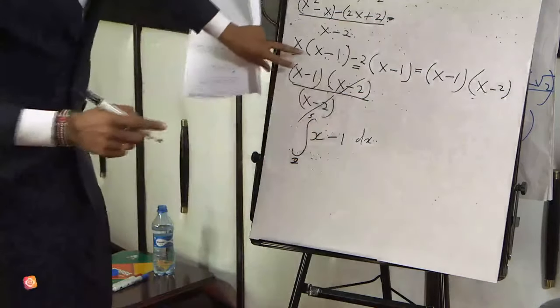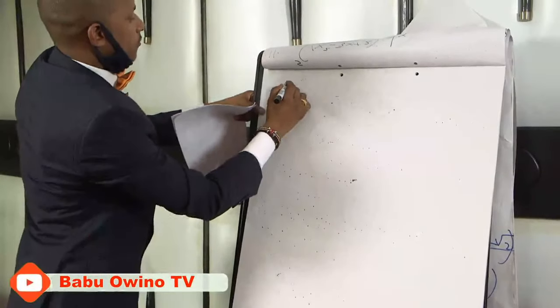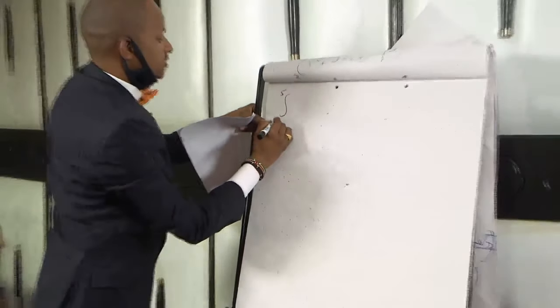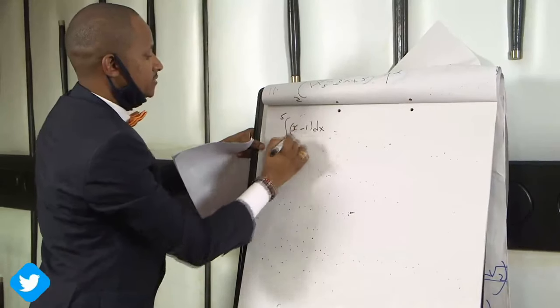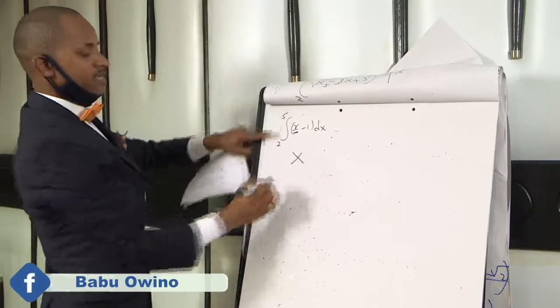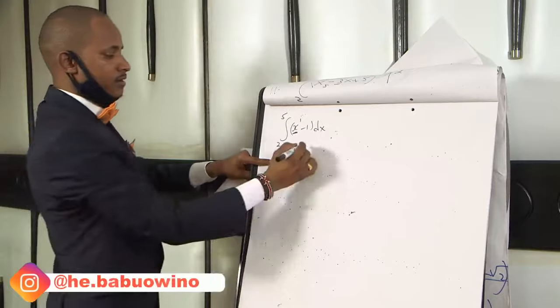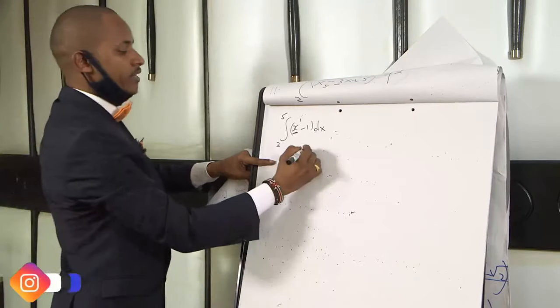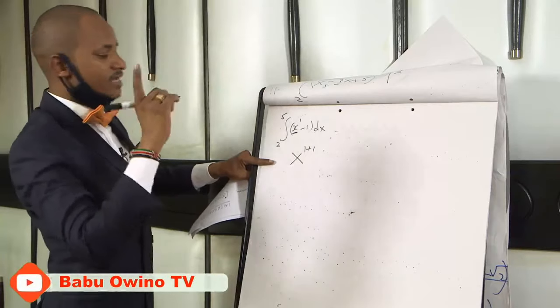So I want to start on a fresh page on the integration. So we are integrating with the limits. Upper limit is 5, lower limit is 2 of x minus 1 dx. So when you are integrating x, just write x, then x has a silent power of 1. Add 1 to it. Remember differentiation, we were subtracting 1. But integration, you add 1.